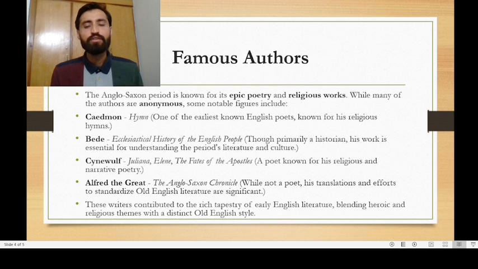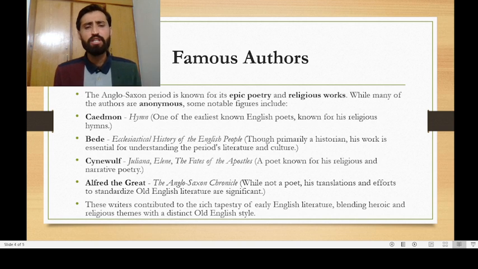Okay, now there are other famous authors as well. The Anglo-Saxon period is known for its epic poetry and religious works. While many of the authors are anonymous, some notable figures are: the first one is Caedmon. Caedmon is one of the earliest known English poets, famous for his hymn and his religious hymns. Now what are religious hymns? We'll talk about this in another video.